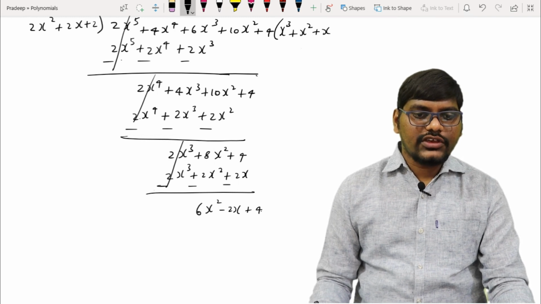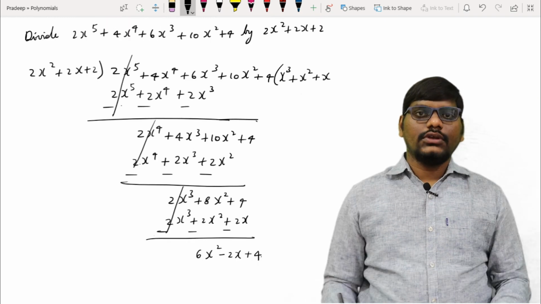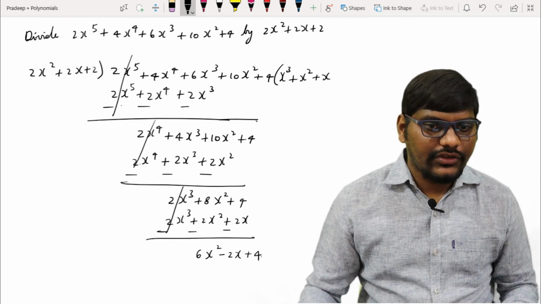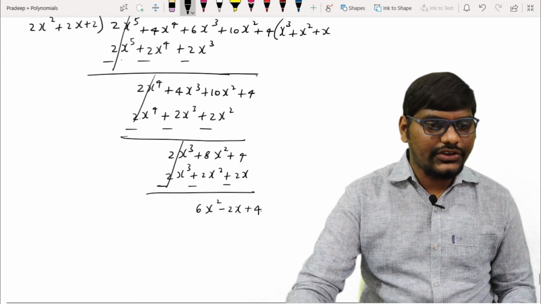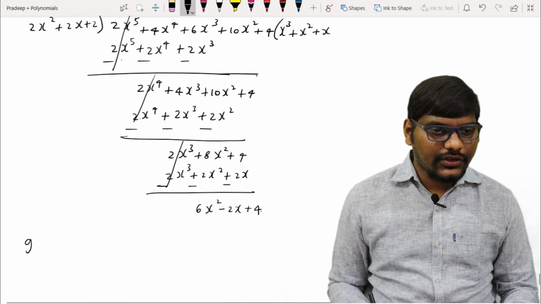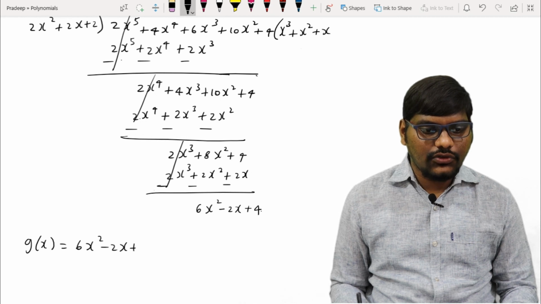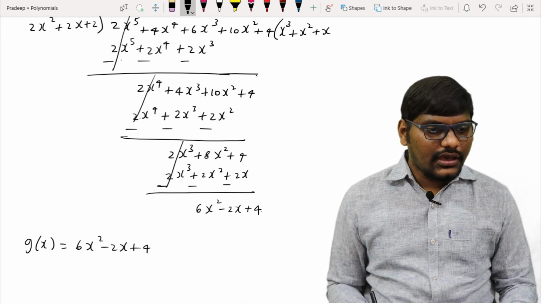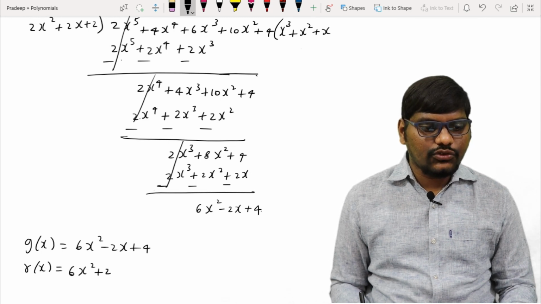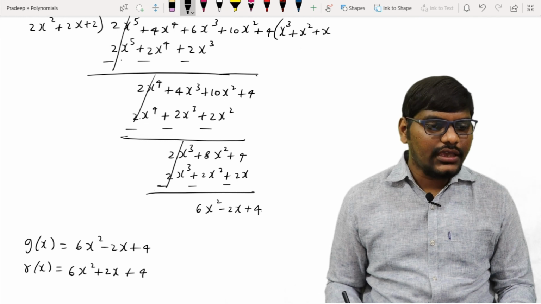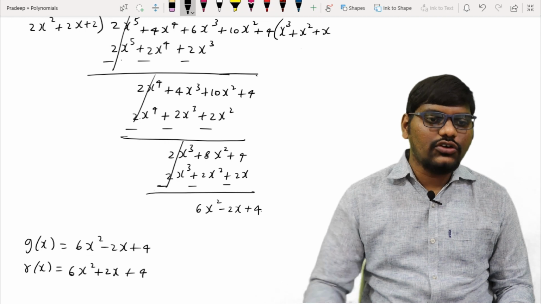Okay, so 6x square minus 2x plus 4 is the value which remained. So now we can write this, as we got the coefficient and the remainder also. So g of x is 6x square minus 2x plus 4, and r of x will be 6x square plus 2x plus 4. Okay, so here the g of x degree is 2, and the r of x degree is also 2.